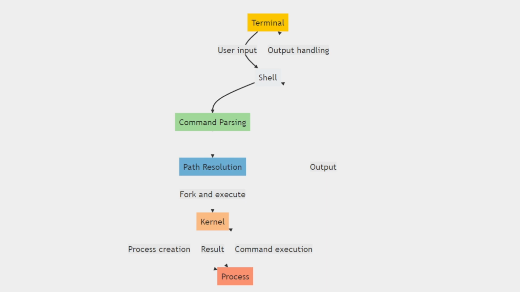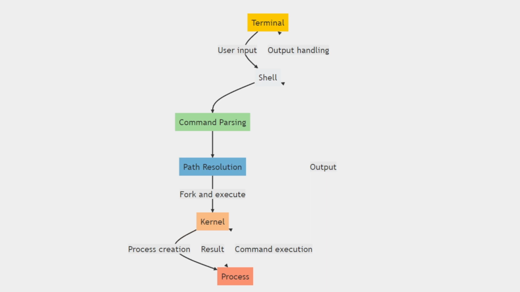Command parsing. Once the shell receives a command, it parses it to understand its structure and components. Path resolution. After parsing, the shell resolves any paths mentioned in the command, converting them to absolute paths if necessary. Kernel. The shell then sends the processed command to the kernel for execution.